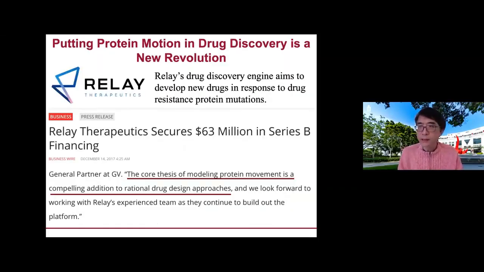Now here's one example. This pharmaceutical company called Relay Therapeutics aims to discover new drugs for fighting drug resistance mutations by considering the motion of the protein in their drug discovery pipeline, right? So I think Relay Therapeutics is quite a new company and is quite successful.